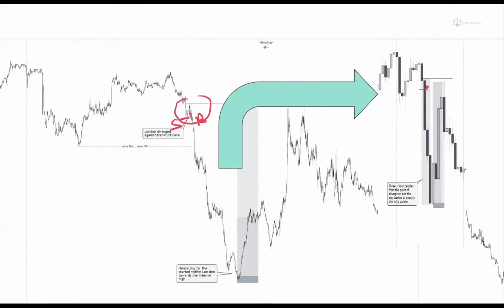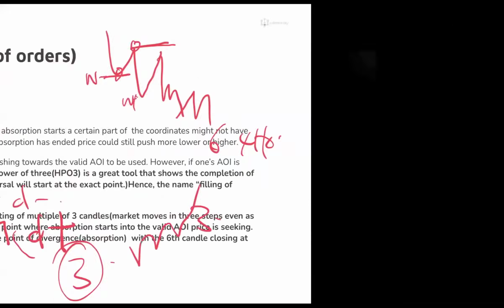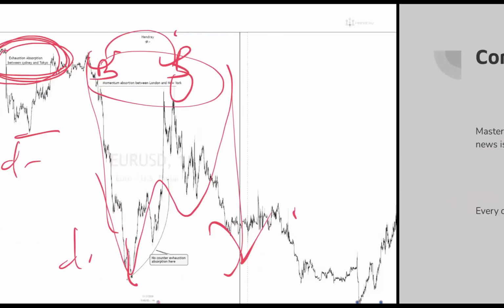The first candle that raised that particular Frankfurt's low in London, being your candle 1 on the 1 hour time frame, that is candle 1, candle 2, exactly candle 3. The third candle is what started that buy. Exactly, the third candle. Let's look at another example. This is the same example I have been using for you guys over and over again.